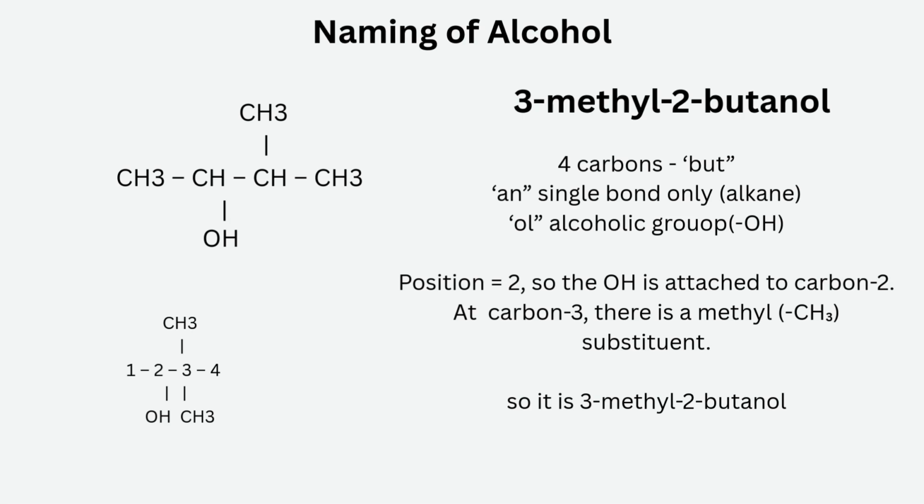Let's look at some alcohol. Here we have the structure of 3-methyl-2-butanol. Why do we call it 3-methyl-2-butanol? The parent chain is the longest continuous chain that includes the carbon attached to the OH group. 4 carbons in the parent chain, so it is but. Single bond only, so it is alkane, which gives the name an. Ol is for alcoholic group. So this is butanol. Position equals 2, so the OH is attached to carbon 2. So it is 2-butanol. At carbon 3, there is a methyl, CH3, substituent. So the alcohol is 3-methyl-2-butanol.